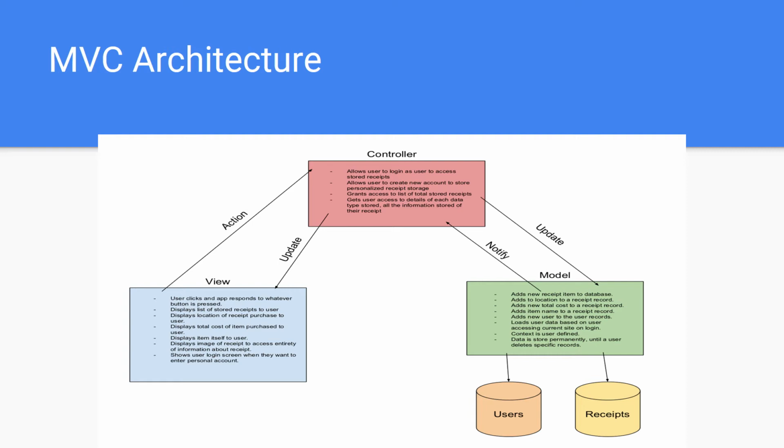And finally, the model allows users to add new receipt items to the database, adds new locations to a receipt record, adds new total cost to a receipt record, adds item name to a receipt record, adds new user to the user data records, and loads user data based on their current state of site on login. So they have to be logged in to obviously access this information. Context is user defined, and data is stored permanently until the user deletes the specific records. And the model is connected to two core data entities, and those are the users and receipts entities.